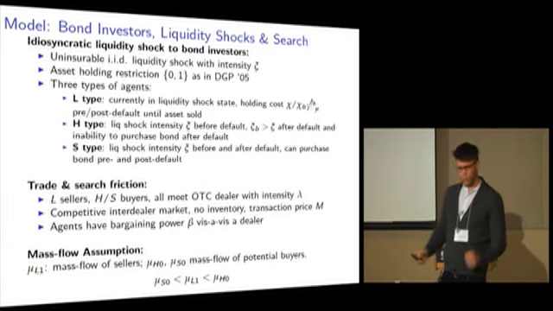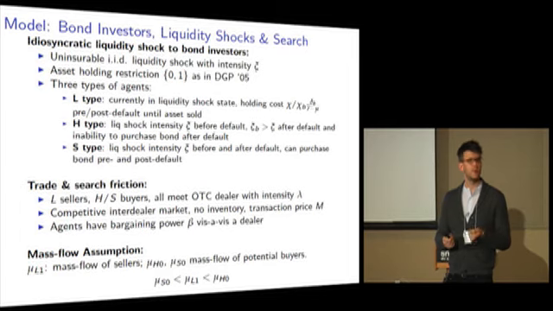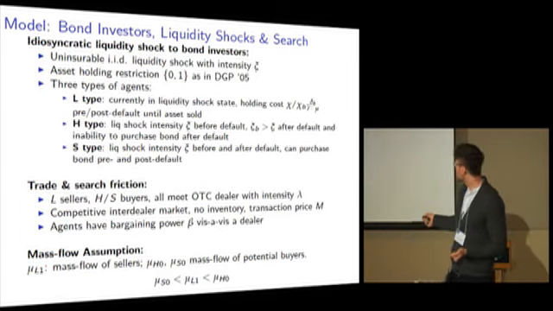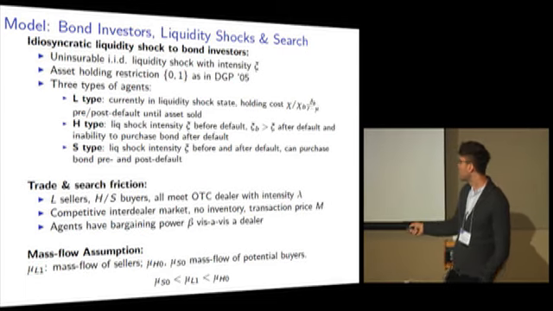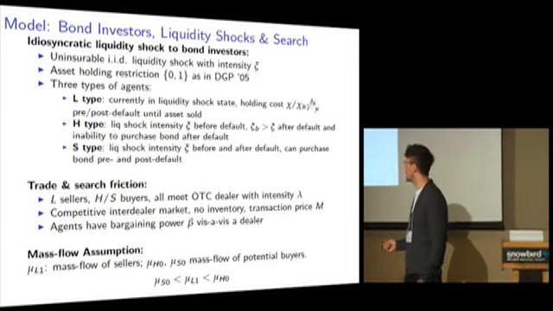So what that means is when an L type meets the dealer, the dealer can buy the bond from the liquidity guy, and then immediately turn around and sell the bond on the interdealer market for some transaction price M. And each of these pairs, each dealer-investor pair, there's going to be some bargaining going on. And the investors have bargaining power beta in this bilateral bargaining.